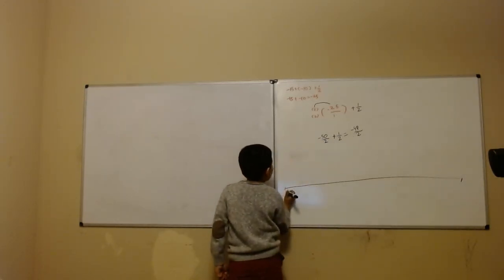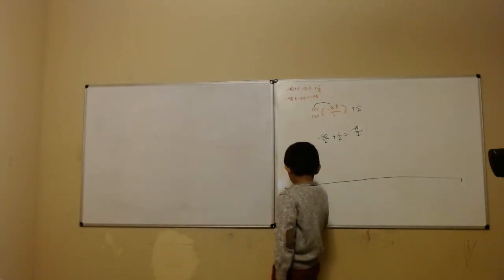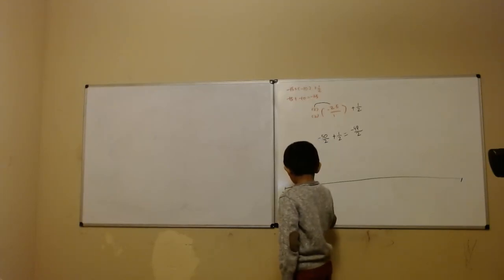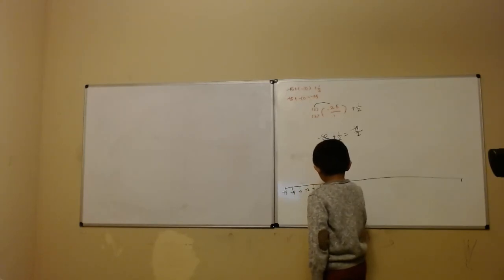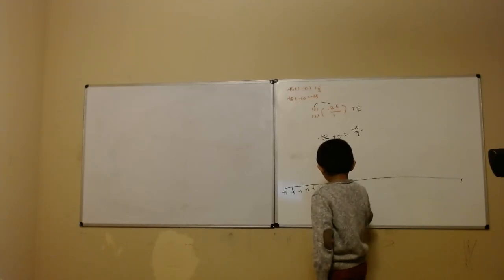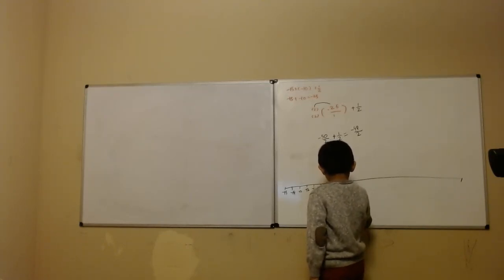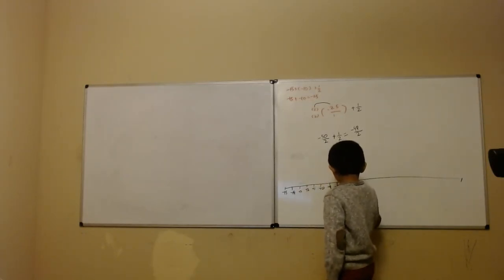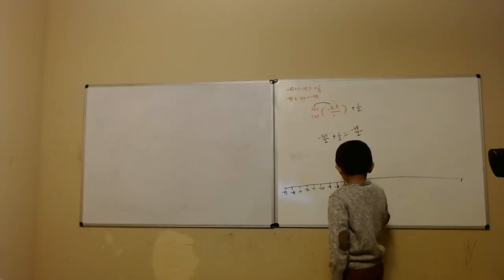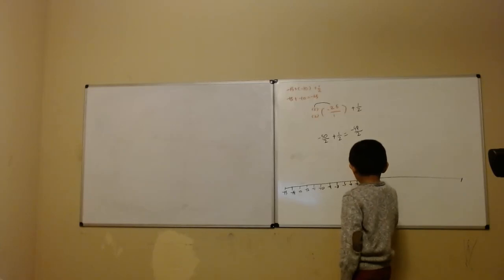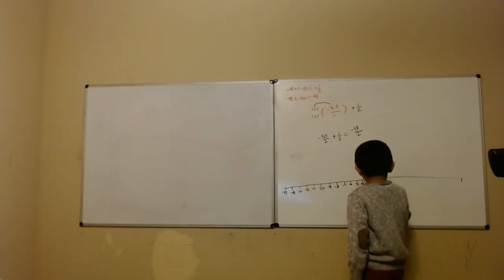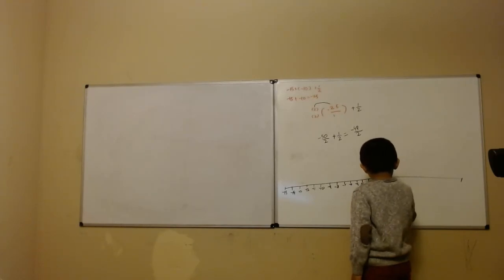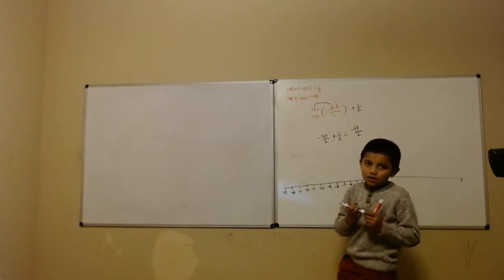So I start at negative 15, negative 14, negative 13, negative 12, negative 11, negative 10, negative 9, negative 8, negative 7, negative 6, negative 5, negative 4, negative 3, negative 2, and negative 1. And here I'm going to add a couple more numbers.